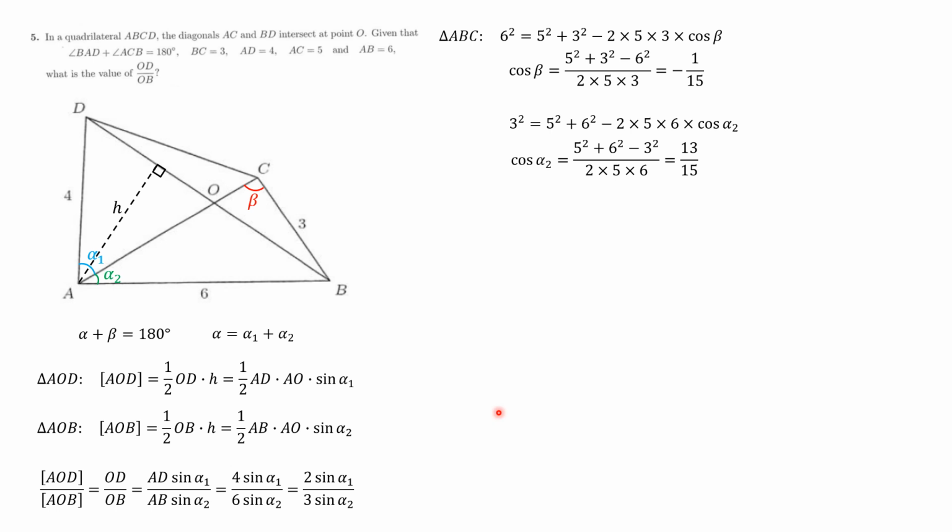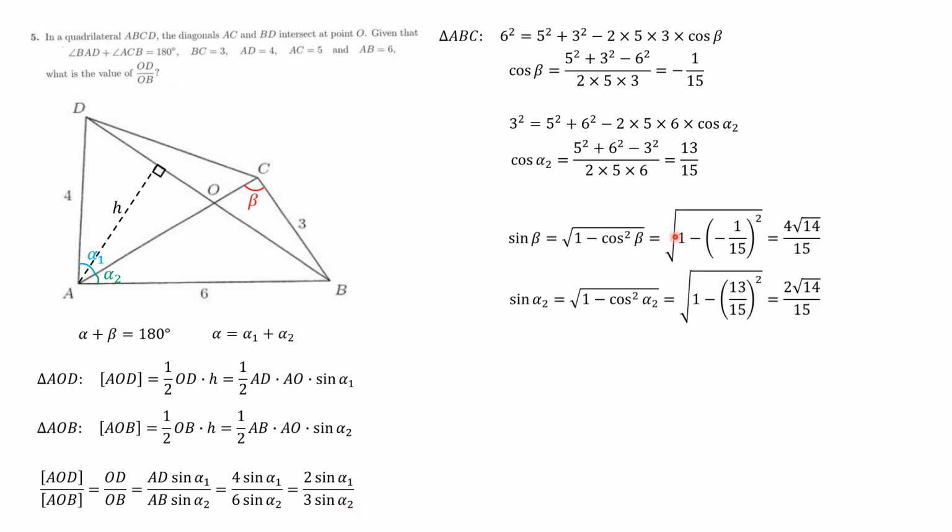Now, I don't know sine alpha 1 or sine alpha 2, but what I can do is find the values of the sines for beta and alpha 2. Sine beta is going to be equal to the square root of 1 minus cosine squared beta, because of the identity sine squared plus cosine squared has to be equal to 1. And if you work this out, we get 4 times root 14 divided by 15. Similarly, for sine of alpha 2, we get 2 times root 14 over 15. So I have my sine alpha 2, but I do not have my sine alpha 1.